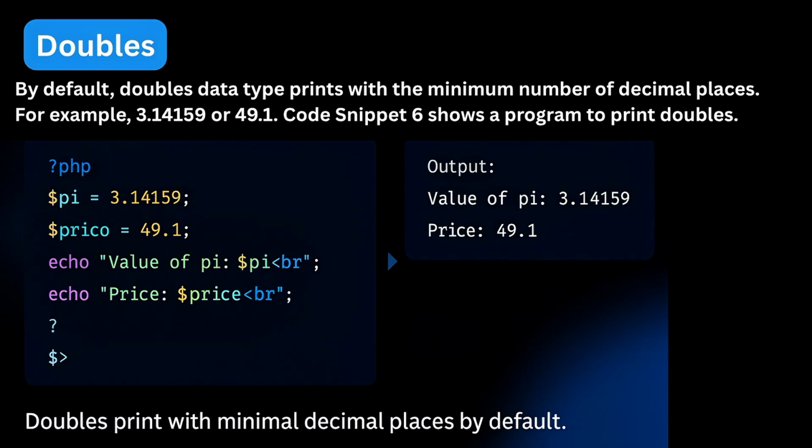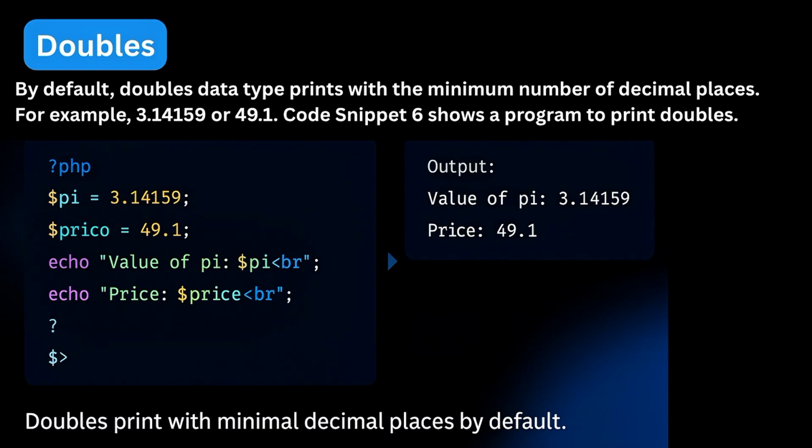Next, we print their values using the echo statement. Echo value of pi, echo price. The output will appear as value of pi, 3.14159, price, 49.1. This shows that PHP automatically determines how many digits to display. It doesn't pad the number with extra zeros unless specified. In other words, doubles are printed in their most efficient, human-readable form by default.